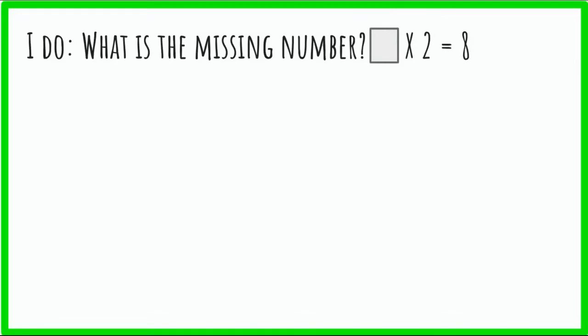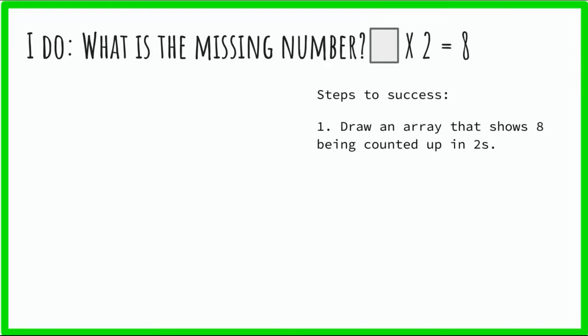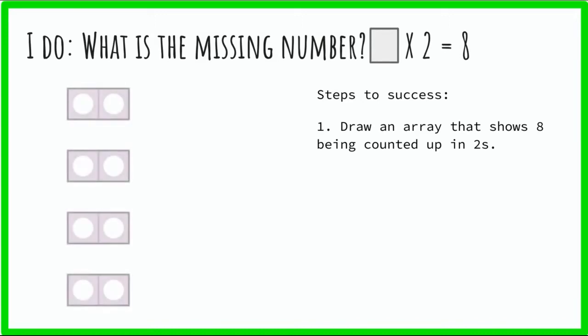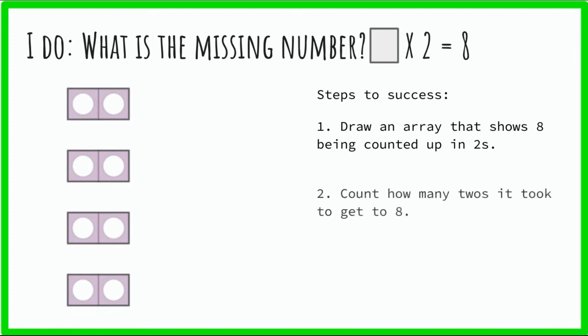So we're going to work out what is the missing number. So something times 2 equals 8. Well, the first thing I'm going to do is draw an array that shows 8. I'm going to be counting in twos. So I've got 2, 4, 6, 8. So I'm going to count how many twos it took to get to 8.